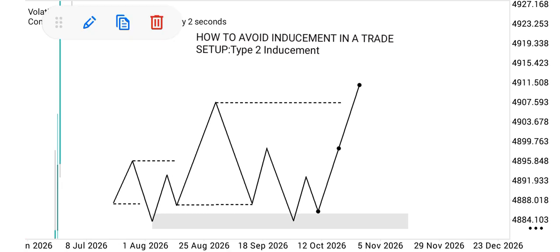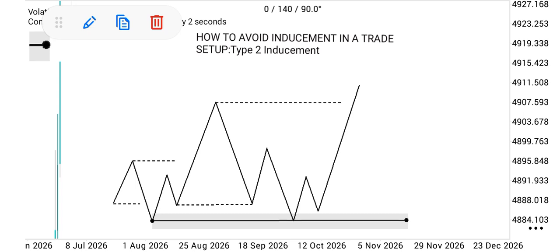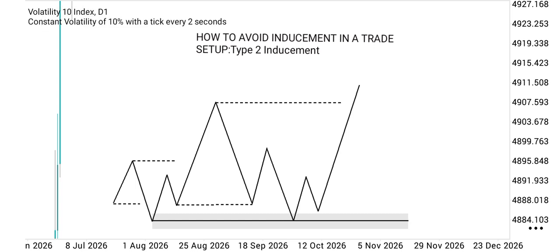a type 2 inducement. Understand the concept that a type 2 inducement forms before the break of structure is completed, while type 1 inducement forms after the break of structure has been completed.